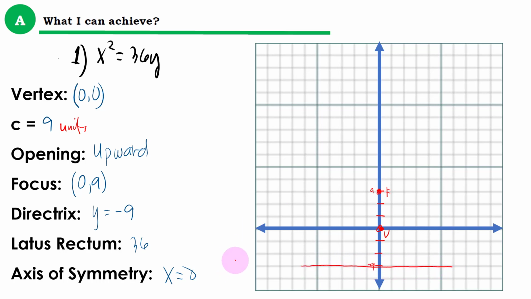And then, our latus rectum is 36. So, divide natin yan sa dalawa. So, maging tig 18. So, this is 3, 6, 9, 12, 15, 18. So, nandito isang point. And the other point is here. Okay? And then, our axis of symmetry is x equals 0. Ito lang yun. Then, we can now sketch the graph. Yan. So, this is the graph of x squared equals 36y.